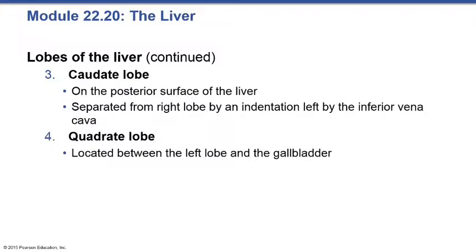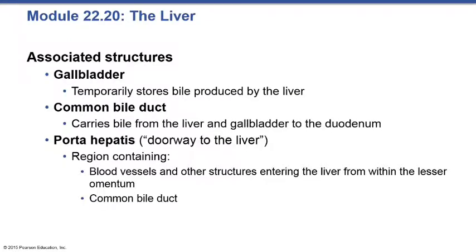The caudate lobe, there's going to be an indentation left by the inferior vena cava, and then the quadrate is located between the left lobe and the gallbladder. Associated structures of the gallbladder: as the liver is releasing bile, it is going to be stored in the gallbladder. There is the common bile duct. This is going to carry the bile from the liver and the gallbladder, both. That's why it's called common, and down to the duodenum.